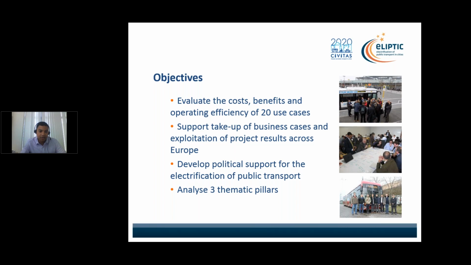And then here you see the objectives of the project. So firstly is to evaluate the costs and benefit of these 20 use cases which are being tested at the moment, and also to support the take-up of the business cases and exploitation of the project results across Europe, but also to develop political support for these use cases as well, and for the general electrification of public transport. And we're doing this within 3 thematic pillars. So there's 3 core pillars of the project, 3 areas that we're working on.